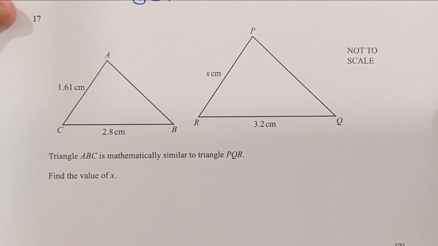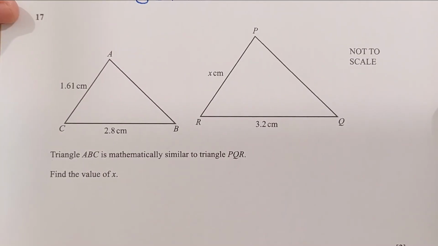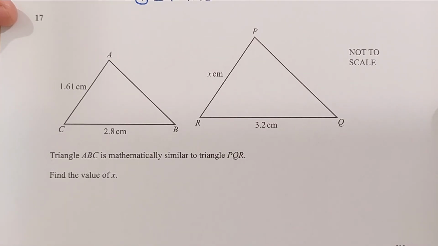Now for question number 17, triangle ABC is mathematically similar to triangle PQR. Find the value of x. When two triangles are similar, the ratios of their corresponding sides are equal.